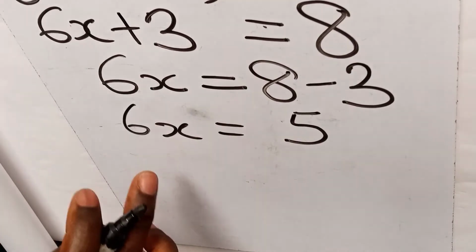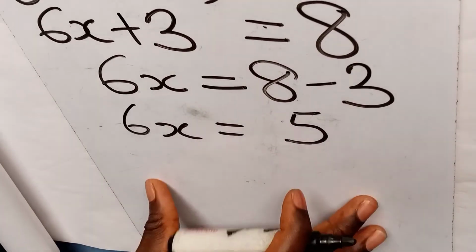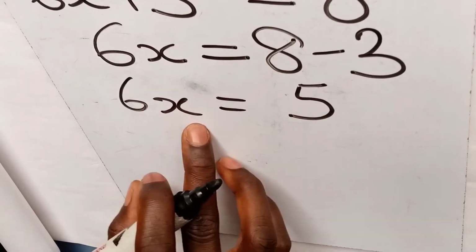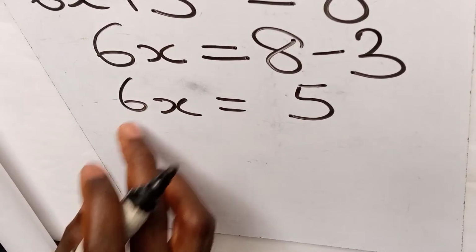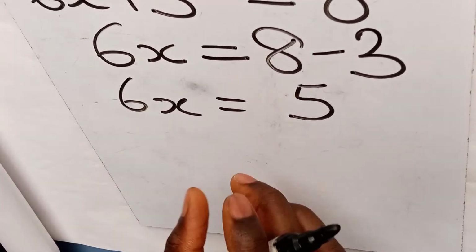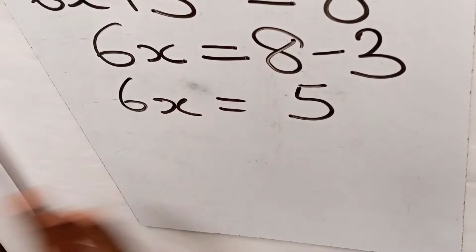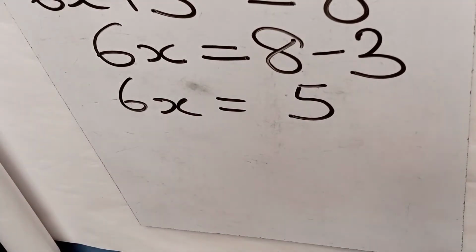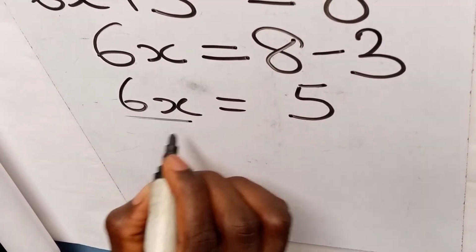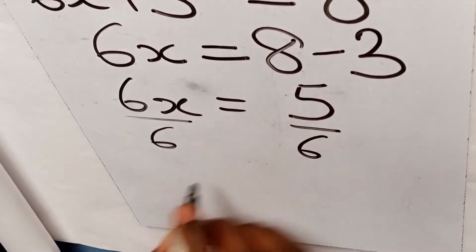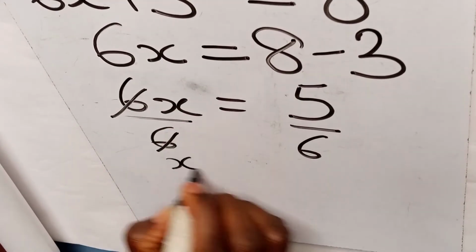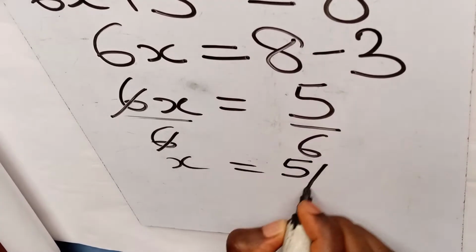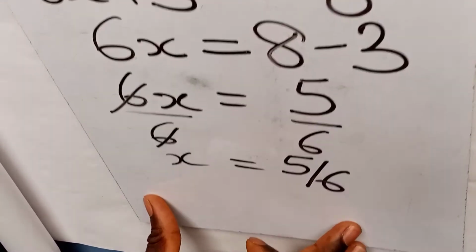Since I don't want 6x, but I want x, I have to find this x by dividing this 6x by 6 so that I can take off this 6. And since it is in an equation, whatever you do to the left hand side, you have to do the same thing to the right hand side. So you divide both sides by what? 6. Okay, so 6 divide 6 will give you 1, and 1 multiply x is x. So I have x equal to 5 divided by 6. So this becomes our answer.